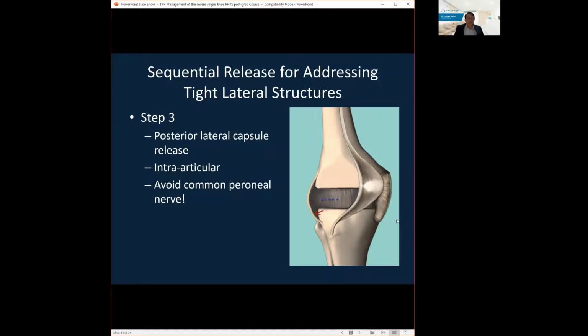By the time we hit step 3, if the knee is still tight in extension, it will involve releases around the lateral margin of the tibial plateau, and normally we will sublux the tibia forward, use a diathermy, and release fully the capsule and soft tissue all around the lateral side of the tibial plateau down to the posterior lateral corner. Now, in this part, we must be careful because the common peroneal nerve runs in this lateral corner.